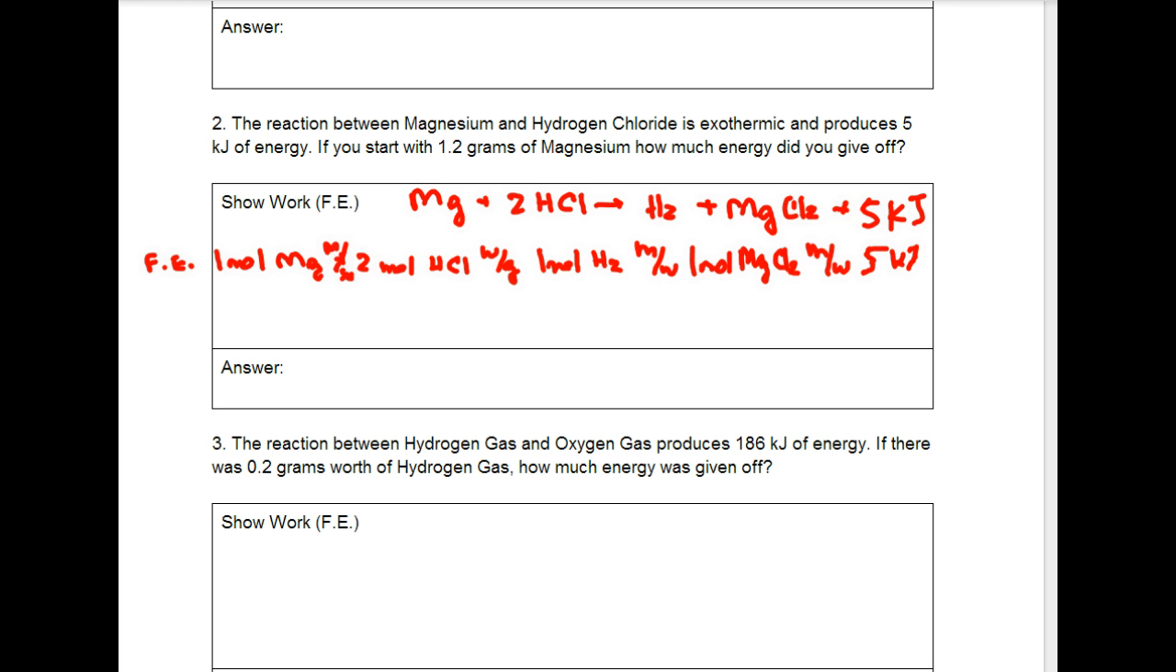So we can write underneath what 1 mole of magnesium is in terms of grams, which would be 24 grams. And we're actually starting with 1.2, which means that we're dividing by 20. And we're trying to see how much energy we created. So likewise, we would divide the 5 by 20, and we should get 0.25 kilojoules.